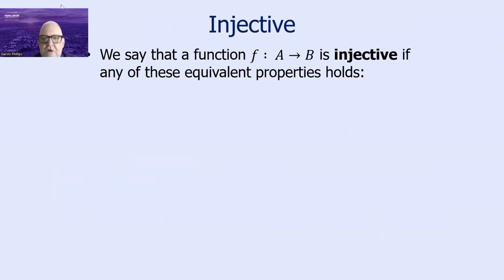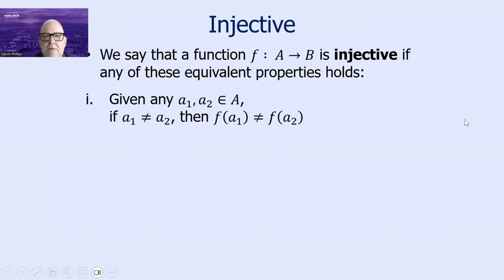All right, we say that a function f of A to B is injective if any of these equivalent properties hold. Not all of them, any one of them. If you prove one of them, you've proved injectivity. One, given any A1 and A2 in A where they're not equal to each other, so 2 and 3 not equal to each other. If they're not equal to each other, then f of 2 can't equal f of 3. Okay, so if that is true, then it's injective.